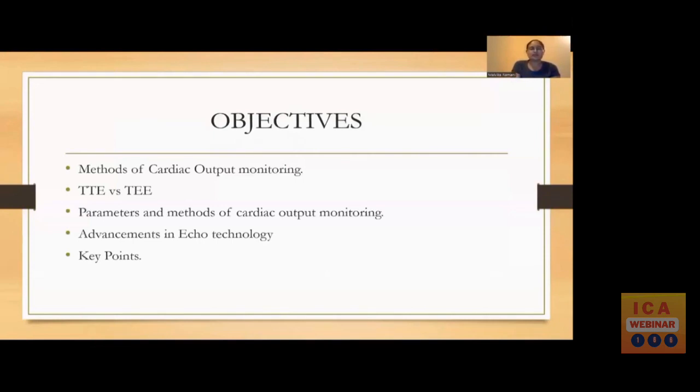So this presentation is going to concentrate on the different methods of echocardiography and cardiac output monitoring in general. In terms of echocardiography particularly, there is always a debate regarding thoracic versus transesophageal echocardiography, and the parameters and methods that we use to monitor the cardiac output using echocardiography, some of the advancements that have happened in this technology, and some of the key points from this discussion.